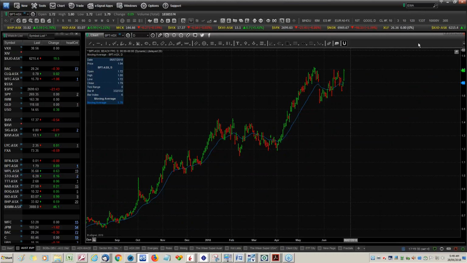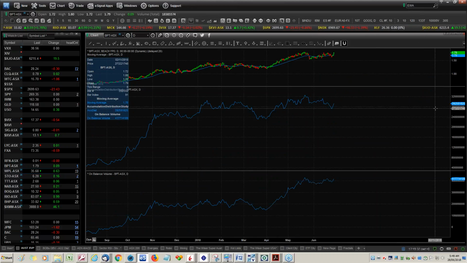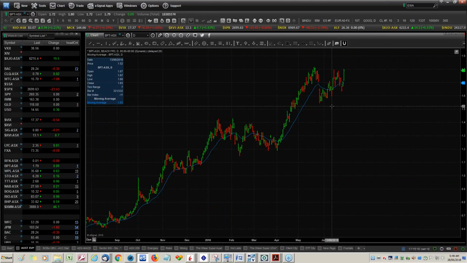Nice breakout to the upside when we go back to the volume charts. Extremely well supported by upward trending volume behavior, both in accumulation and distribution, and on balance volume, it's a buy. I could draw you accumulation patterns and W patterns in there. I don't have to, because you know exactly what I'm talking about.